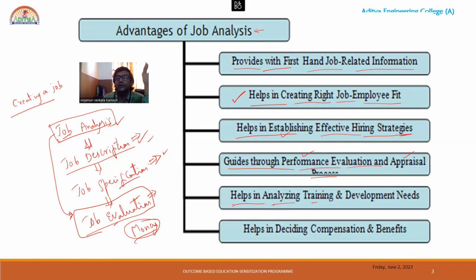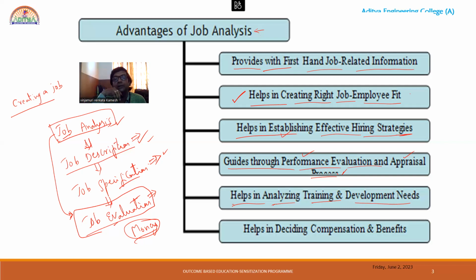And it helps in analyzing training and development needs. See, in the performance evaluation and appraisal process, you may find some dissatisfaction, or some correction needed in a particular employee's behavior or working. You are expecting some output from an employee, but the output is not up to the mark. After your inquiry, you identified that this particular person was not trained fully. In his earlier company, some facilities may not have been there.